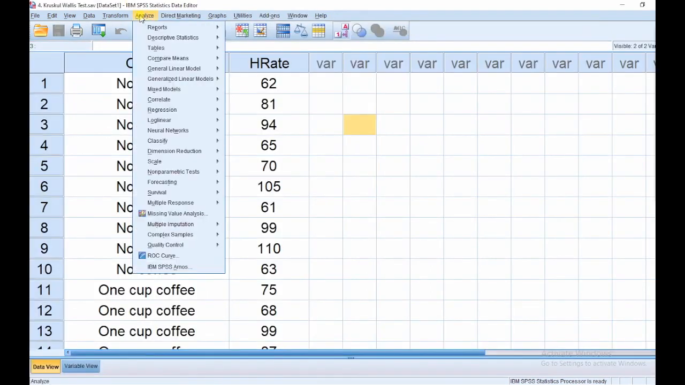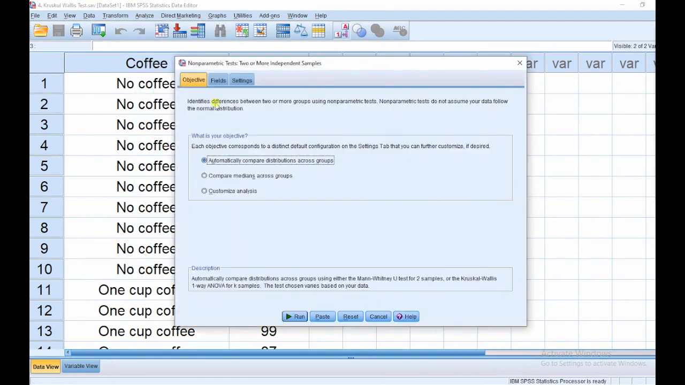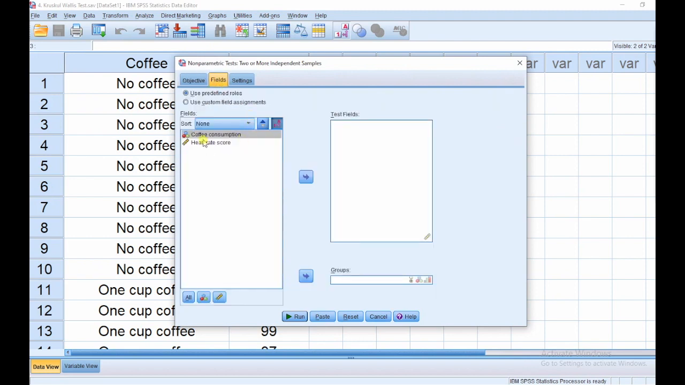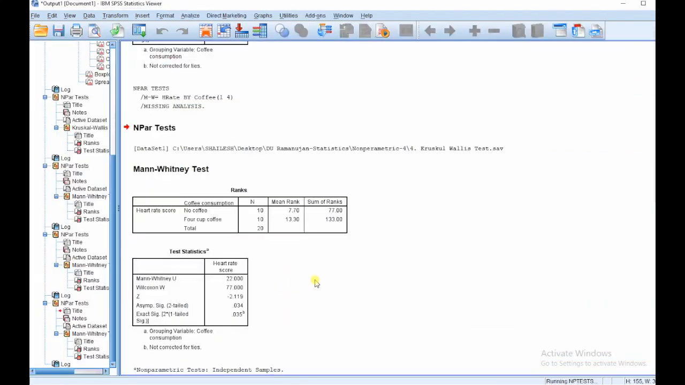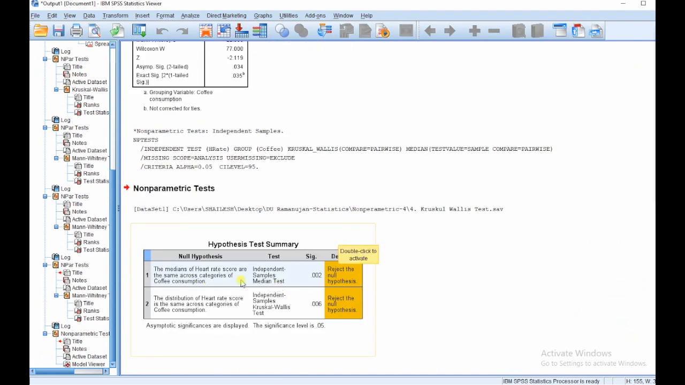Okay, so this is one way to explain the Kruskal-Wallis test. Another way we can perform it: Analyze, Nonparametric Tests, Independent Samples, compare medians across groups. We put coffee consumption in the groups field and heart rate score in the test field, and then settings. Choose the Kruskal-Wallis test with multiple comparisons, and then run. After the run we can see the result.